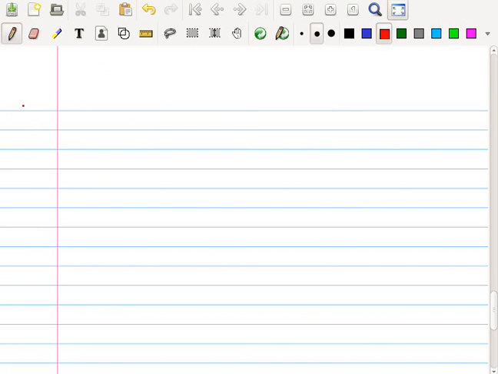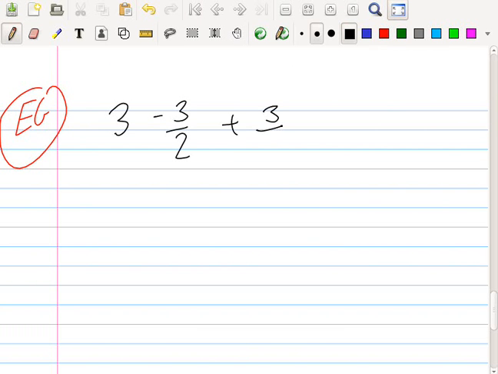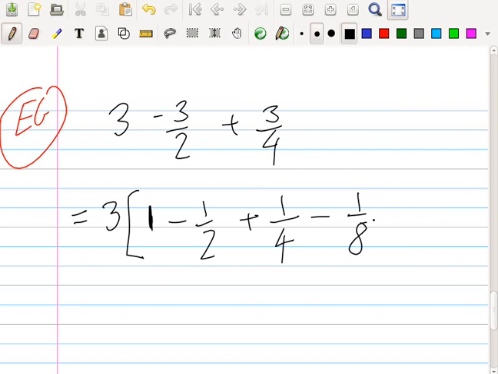So let's have a look at an example. I want to calculate 3 minus 3 over 2 plus 3 over 4. There's a couple of different ways to think about it, but the first thing you should always do is take the 3 out in front here. Make it a 1 at the start. So if I take 3 out, what do I get left with at the start? 1. And then this one? Minus a half. Here? Plus 1 over 4. And then here? What do you think would be the next one? Minus 1 over 8. And it continues with no limit.